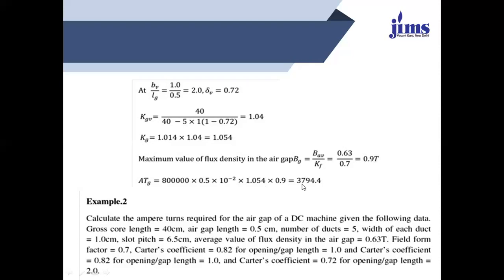The next question will be: calculate the ampere turns required for the air gap of a DC machine given the following data. Gross core length is given, air gap length is given, number of ducts is given, width of each duct is given, slot pitch is given, average value of flux density in air gap is this. Field form factor is it. And Carter's coefficient for gap length, Carter's coefficient for the opening per gap length will be given.